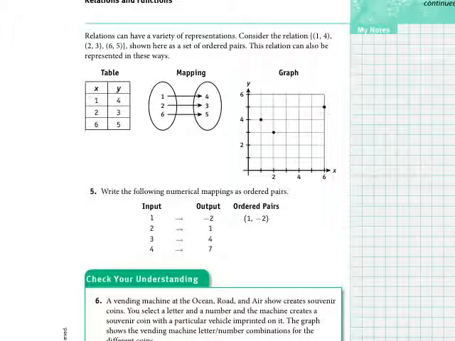All right, so it says relations can have a variety of representations. Consider this relation: {(1, 4), (2, 3), (6, 5)}. That is what relations will look like. They have these little things called braces around them. That was a really bad one. That's what mine end up looking like all the time. They just look like squiggles. See if I can draw a good one.